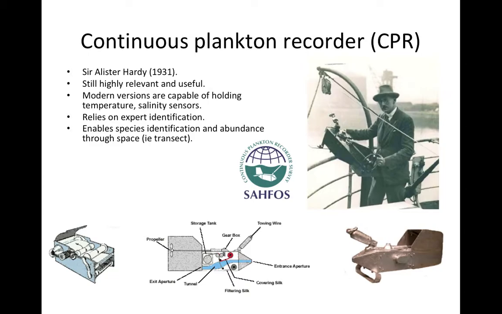These are still being used. They are used in the Atlantic predominantly, but they're also increasingly being used in the Southern Ocean and other parts of the world. And in fact, if you were to go on the ferry from Plymouth to Roscoff, the Brittany Ferries, the Amérique, the ferry that operates there, actually tows one every single time it goes across the channel from the back of the boat.